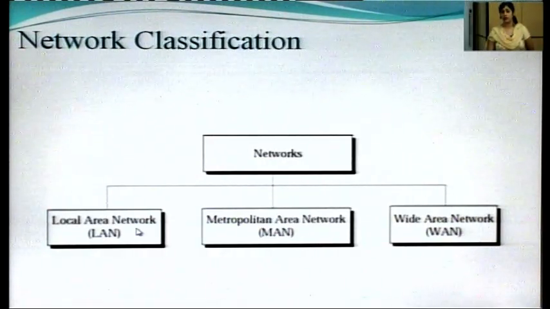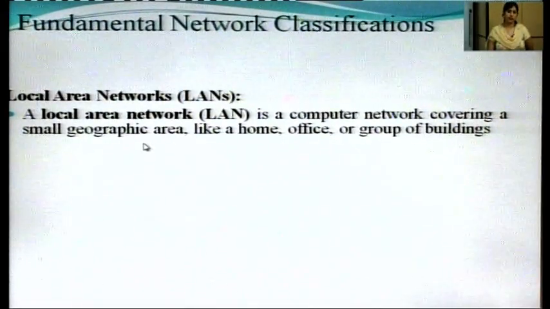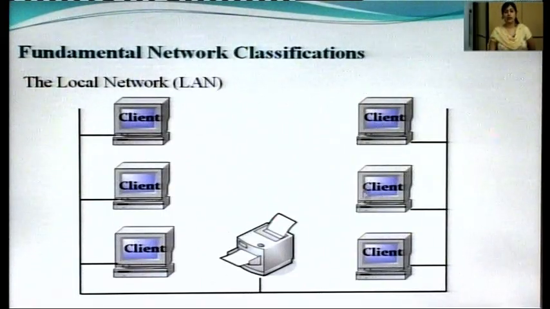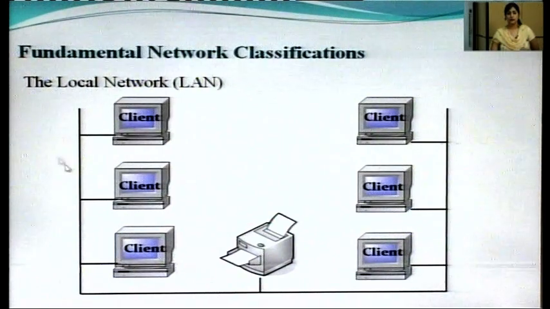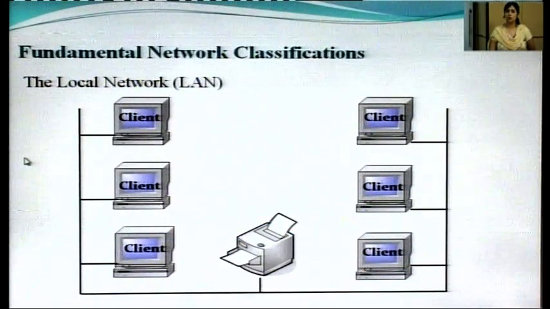Now, what is a local area network? As the name implies, local means local to any lab or any school. A local area network is a computer network covering a small geographical area like a home, office or group of buildings. Now, you can see this diagram. There are 6 computers, 1, 2, 3, 4, 5, 6 and one printer is shared in this network. This is one network that may be in a school, maybe in your computer lab or in your institute. This is local, that is said to be a local area network.